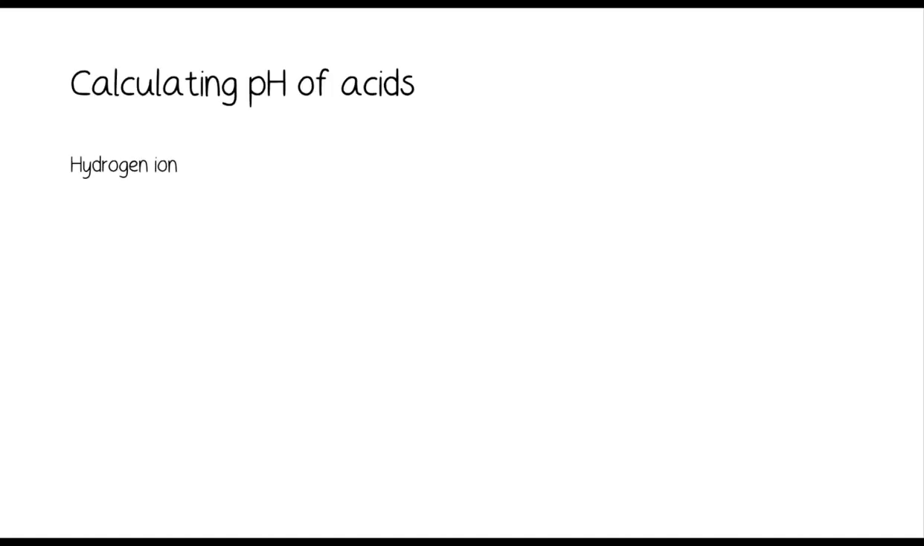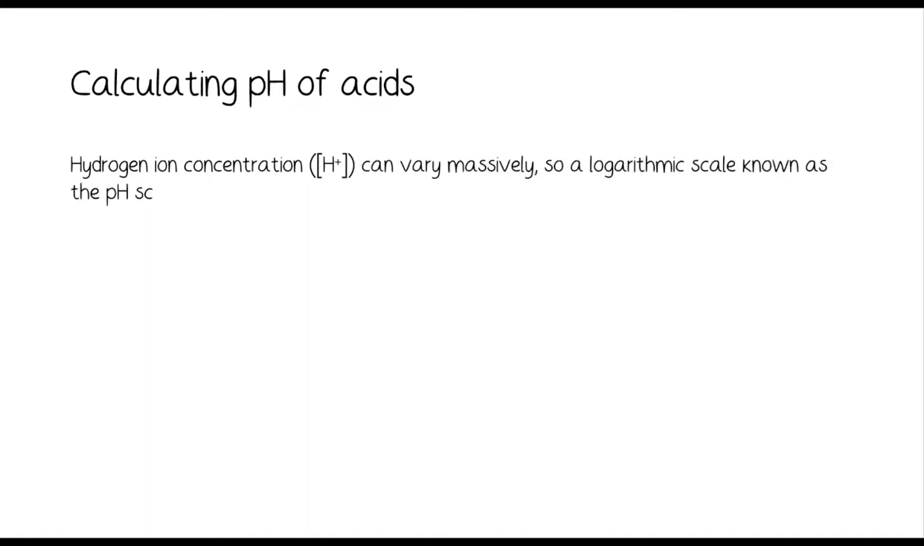So let's talk about calculating the pH of acids. So hydrogen ion concentration can vary massively. Some have absolutely massive values, others have tiny values. So to combat this problem of having numbers that are just so wide in range, we use a logarithmic scale. So to work out the pH, you type in on your calculator negative log to the base 10 of the H plus concentration, the hydrogen ion concentration.